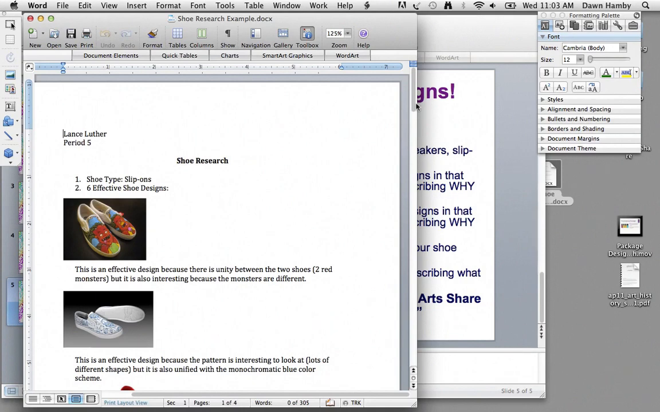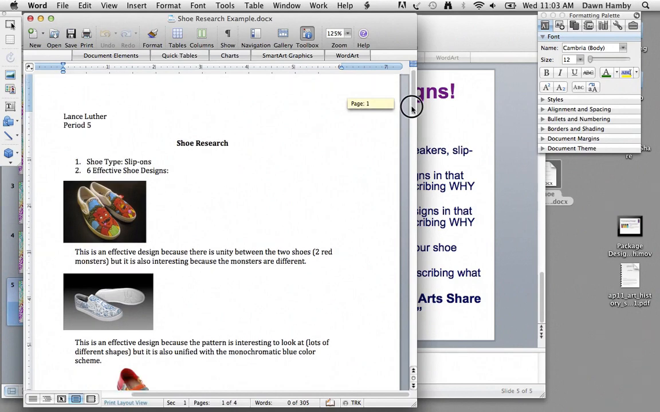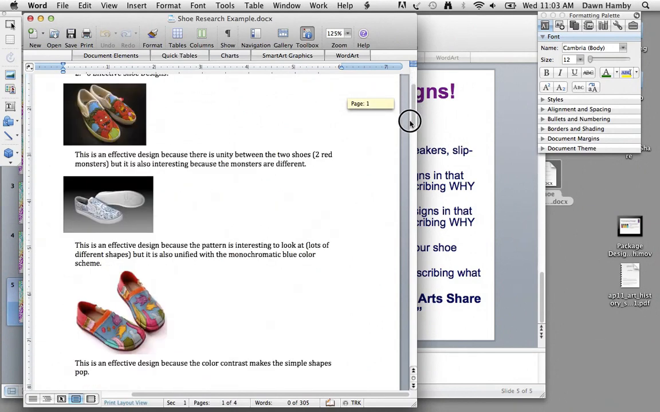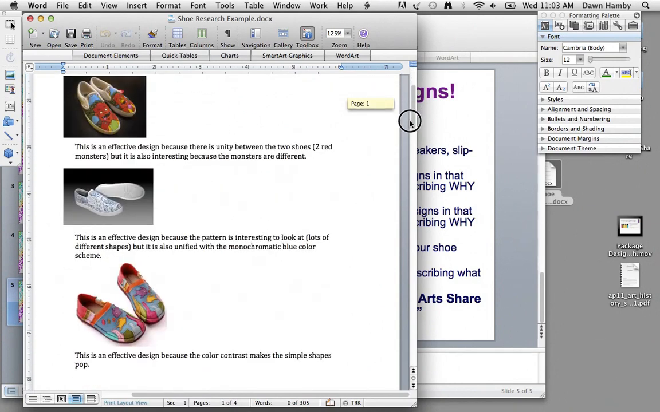Please do not tell me I like it or it's cool or I really like monsters. Your opinions and your preferences have nothing to do with the effective design. Even if you would wear these shoes or not, that doesn't determine whether it's an effective design. Depending on the context, I probably wouldn't wear these monster shoes, but I still think they're an effective design.